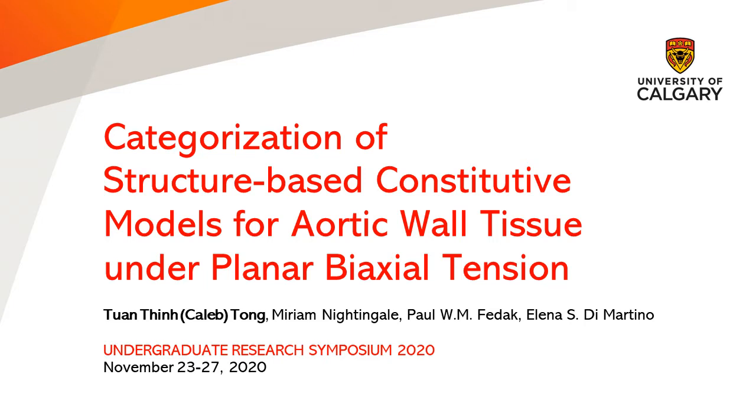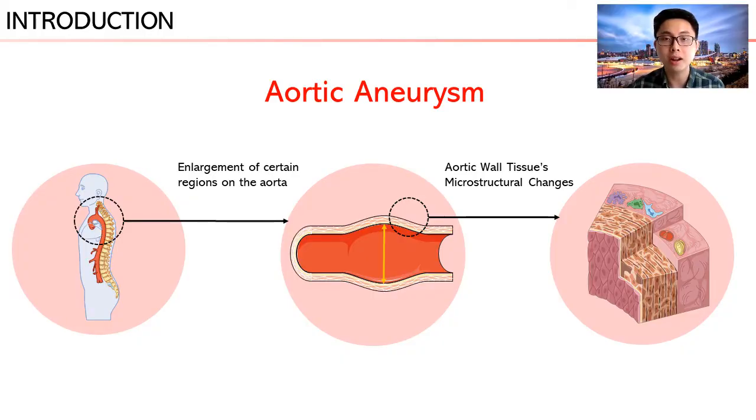This talk will be covering the topic of categorization of structure-based constitutive models for aortic wall tissue under planar biaxial tension. A little bit of introduction. Aortic aneurysm is the enlargement of certain regions of the aorta, the largest artery in your body, due to microstructural changes in the aortic wall tissue.